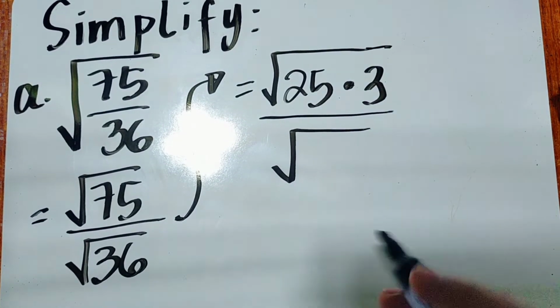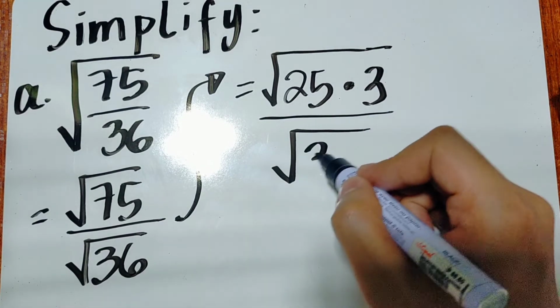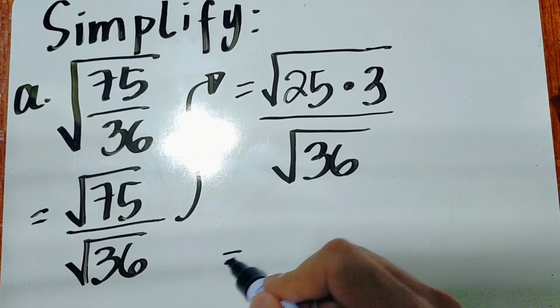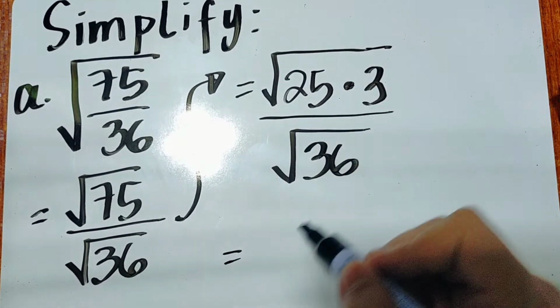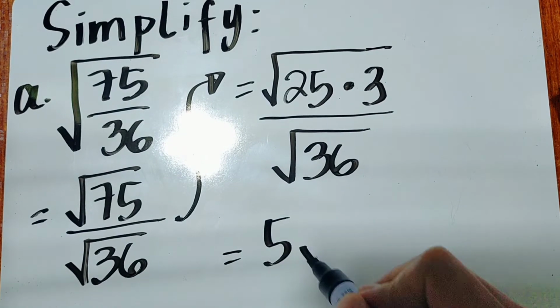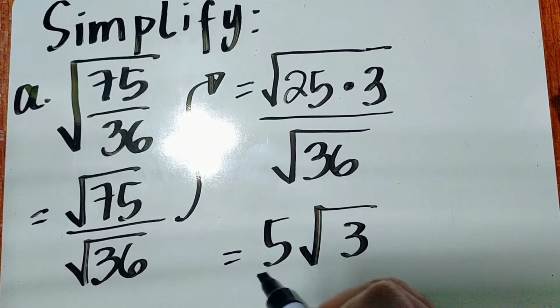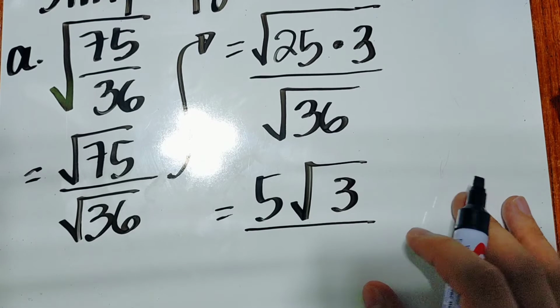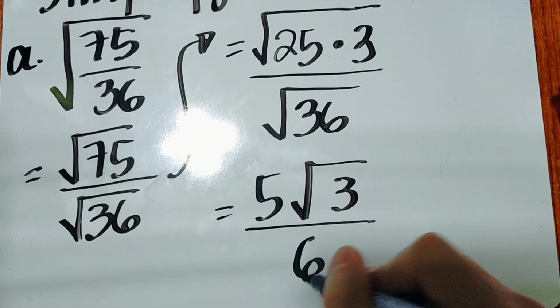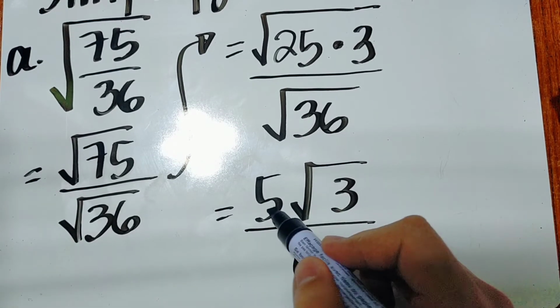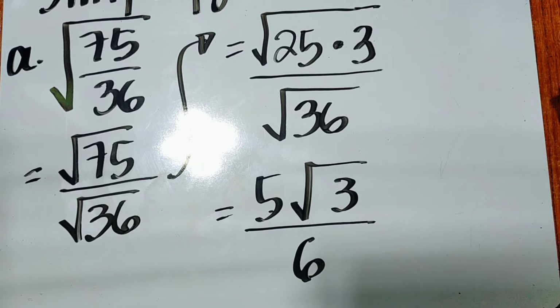Since 36 is a perfect square, we don't need to change that na. So, the square root of 25 is 5, and ang natira sa loob ay 3. Over, what is the square root of 36? That is 6. Since hindi na natin sila pwedeng i-divide, as is, kung ano yung naging result, yun na po yun.